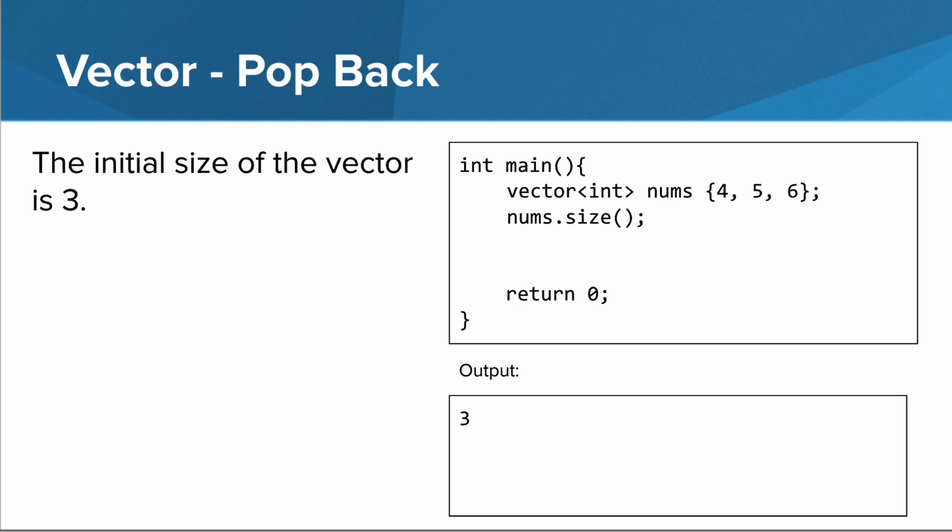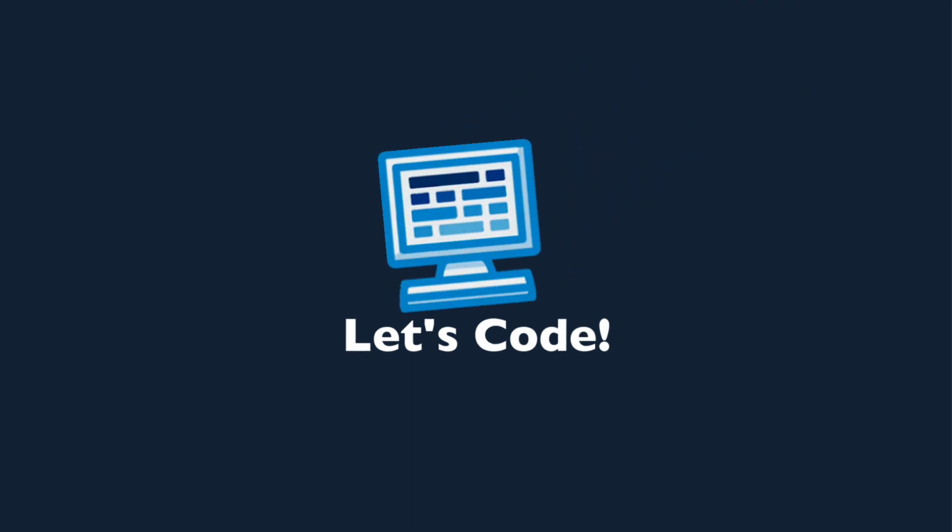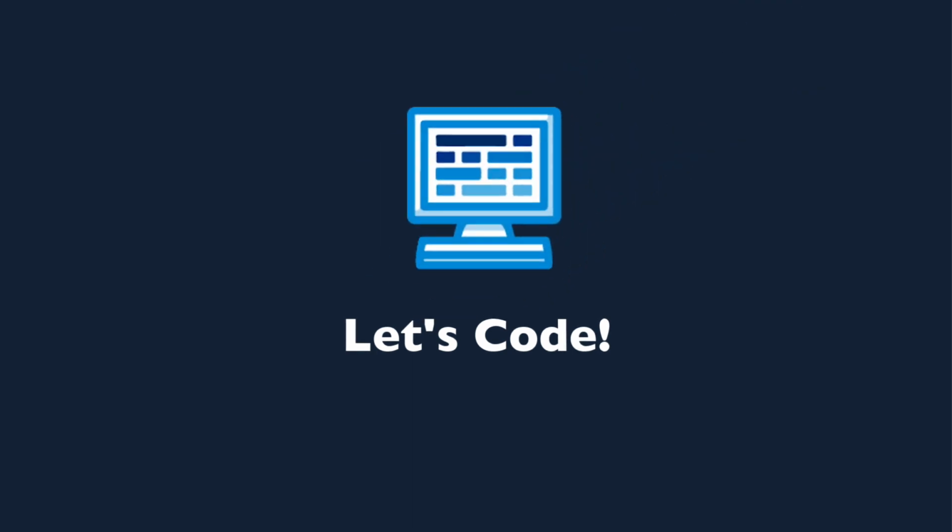Let's look again at our size command to help illustrate what's going on here. So initially we have a size of 3, and then we use the popback command. The last element is then removed, and now the size is 2. Remember, the remaining elements have index values of 0 and 1. Now that you know about adding and removing items from a vector, let's practice in the editor.